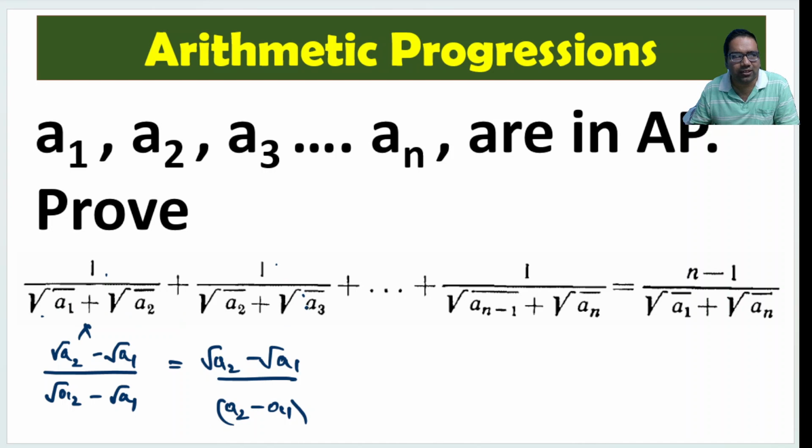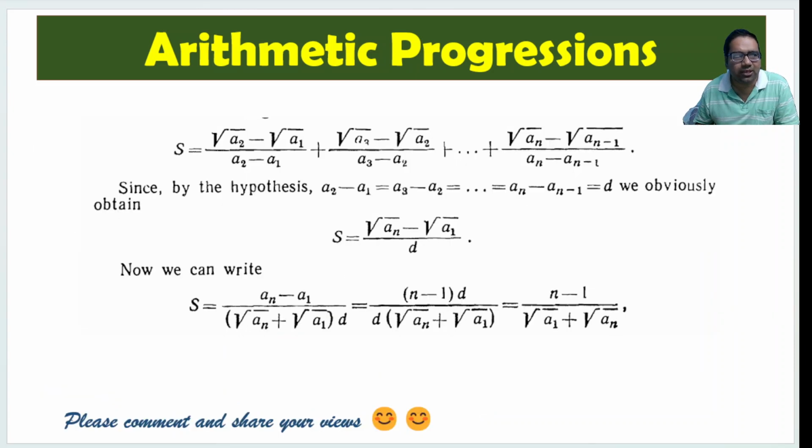Similarly, this one also we will convert. The denominator will become a3 minus a2, and the numerator will become root a3 minus root a2. Similarly, we can convert everything. If you see all the denominators, a2 minus a1, a3 minus a2, a4 minus a3, they are all the same, because these are consecutive terms and the difference is always the same, which is d, the common difference between two terms. Then this will become the same summation.